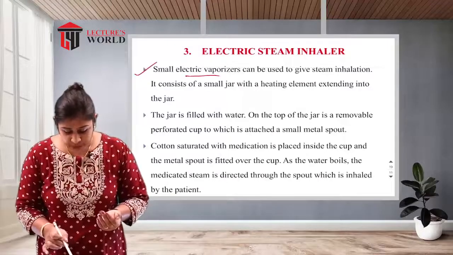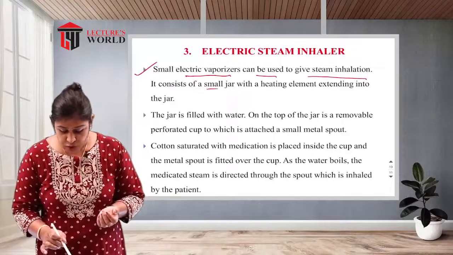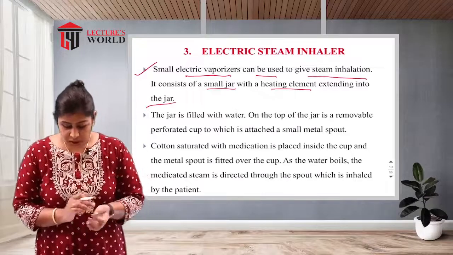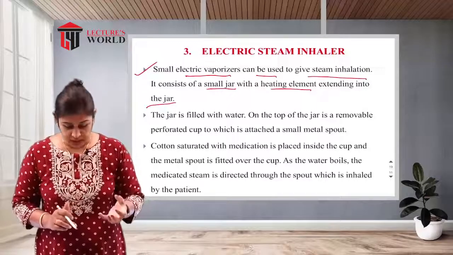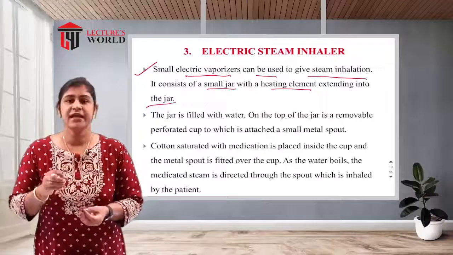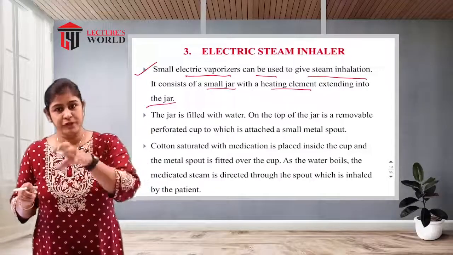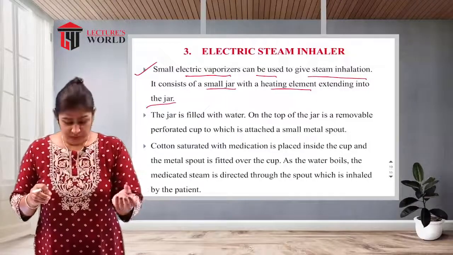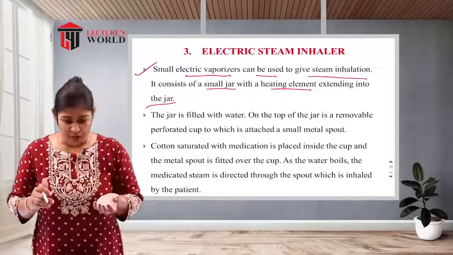A small electric vaporizer can be used to give steam inhalations. It consists of a small jar with a heating element extending into the jar. So we can say a small electric vaporizer is basically used for steam inhalations. It contains a small jar with a heating element extending into the jar.